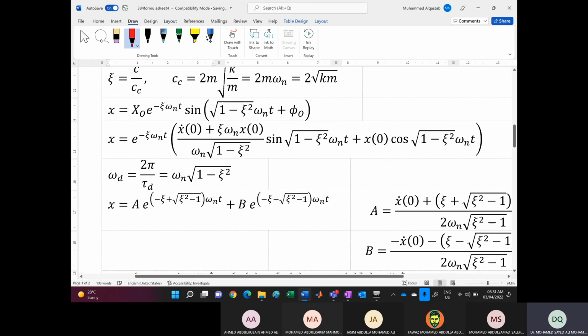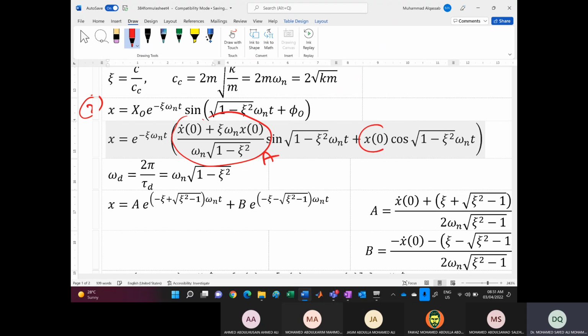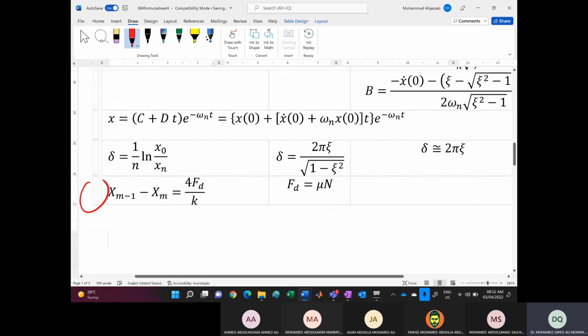Okay, and for the underdamped, this is number 2. We just keep it as A and keep this as B. You don't find A and B. And this is for overdamped, where there are no changes here. This is number 3, and this one is number 4. You keep C and D. You don't use this one for the forced vibration. We use it with the constants.